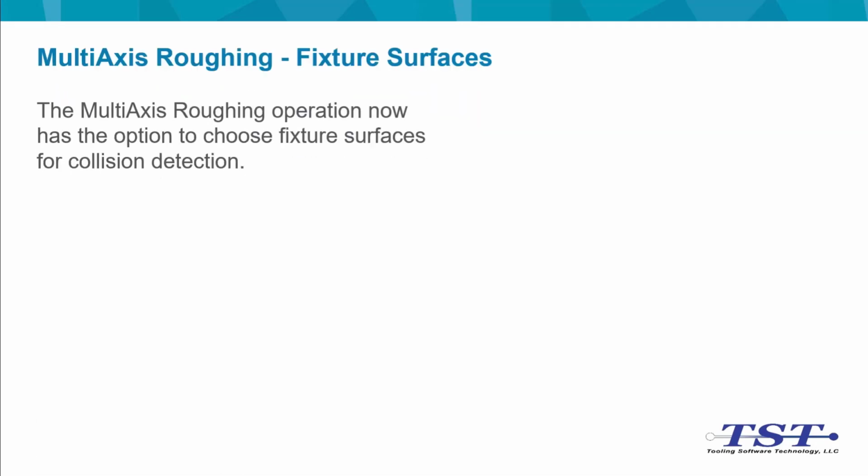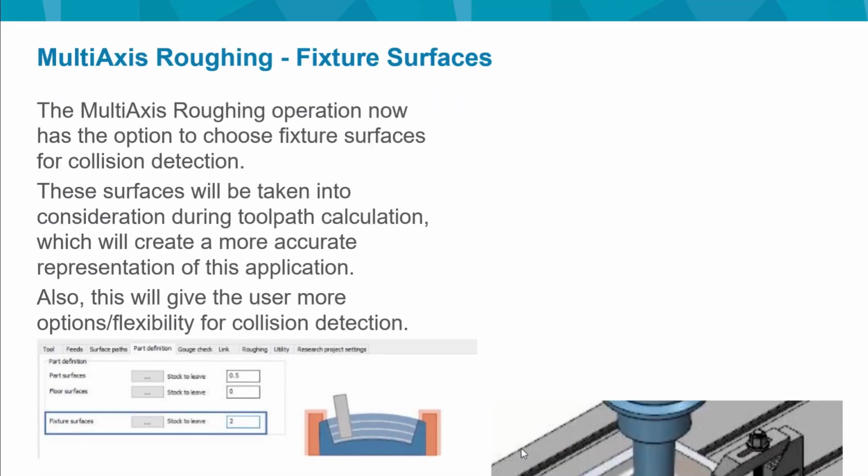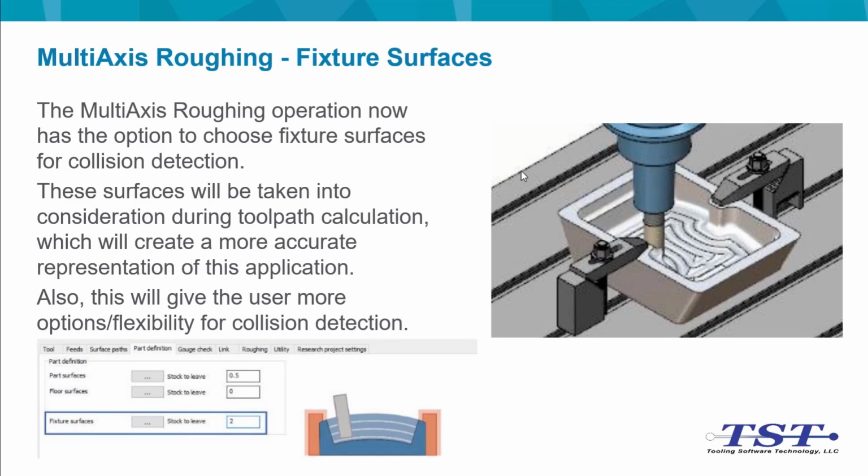Now with the multi-axis roughing, you can now choose fixture surfaces, meaning that the user can have more flexibility when it comes to the holder collision detection. So you can actually choose a different value that you want stock to be left when you're coming up to fixture surfaces versus the value that you're going to have stock to leave when it comes to part surfaces or floor surfaces.